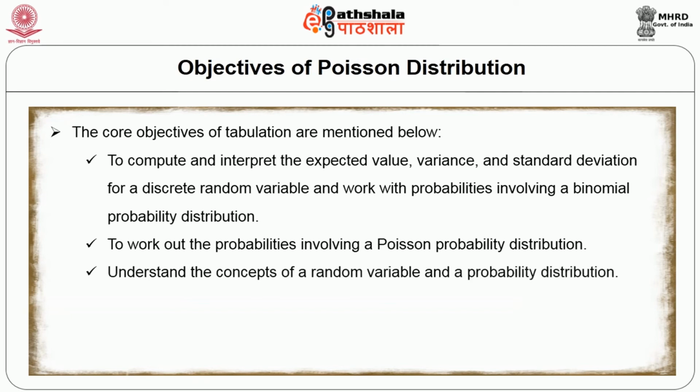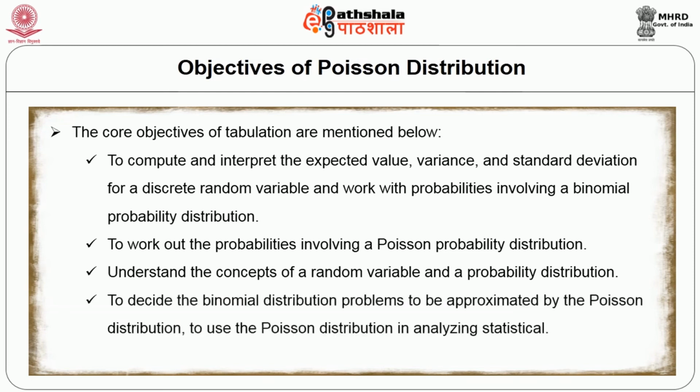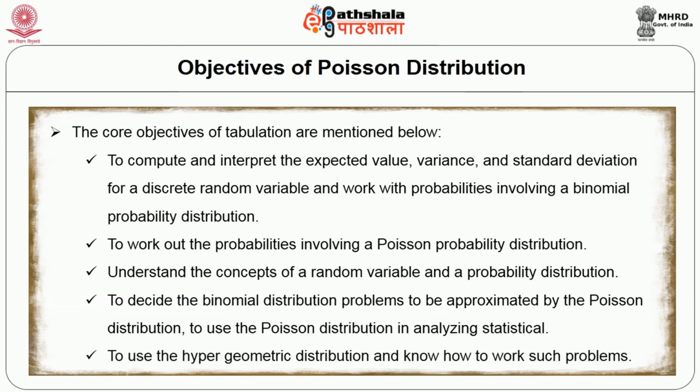The third objective is to understand the concept of random variables and probability distribution. Fourth is to decide which binomial distribution problems can be approximated by the Poisson distribution, and to use the Poisson distribution in analyzing statistics. Also, to use the hypergeometric distribution and know how to work with such problems. These are some of the objectives for why we use the probability distributions.